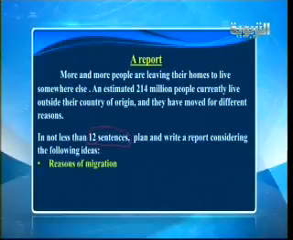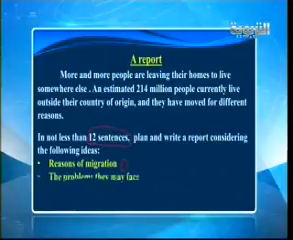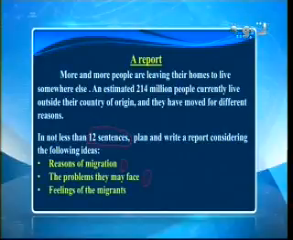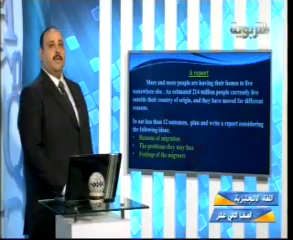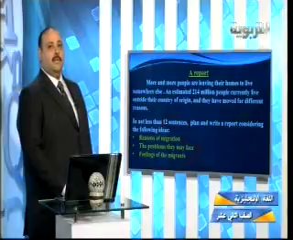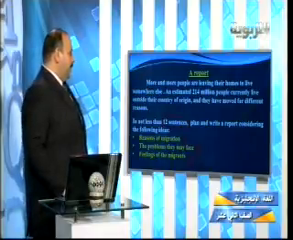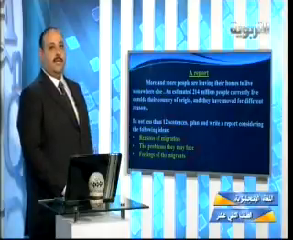The first idea is reasons of migration. So you start counting. This is number one. And then you have the problems you may face. This is the second idea. Now the third idea is feelings of the migrants. Now those are the three main ideas that you're going to deal with in your writing. Let's see how we can plan something like that. So we have three main ideas: reasons, problems, and feelings.